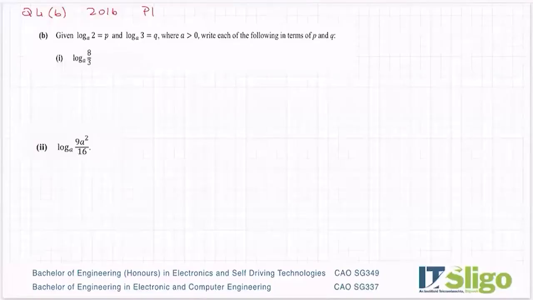Okay, let's have a look at this question from 2016. It was part B of question 4 that year on paper 1, and really does, I suppose, test whether you understand the rules of logs. Given log to the base a of 2 is p, log to the base a of 3 is q, where a is greater than 0, write each of the following in terms of p and q. So we've log to the base a of 8 over 3. Okay, so we have to write them in terms of p and q.